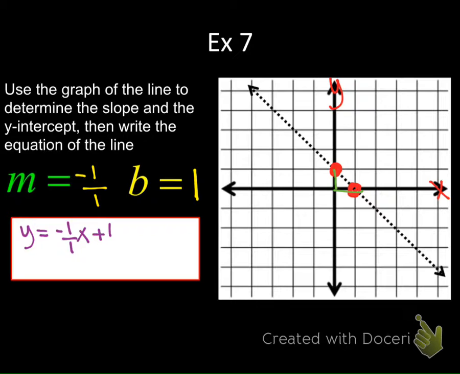Another way to write this? What's another way to write this? Darius? Y equals. Where did you get the negative from? Because you counted down. Oh, I thought you went over. Y equals -1 over 1. Yeah, y equals -1x plus 1. Okay, what's another way to write this?